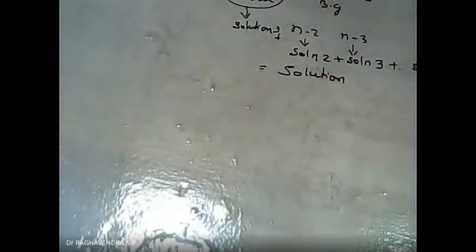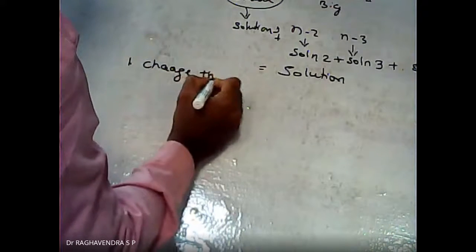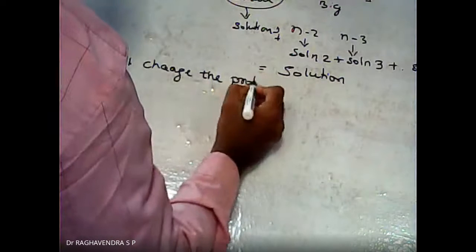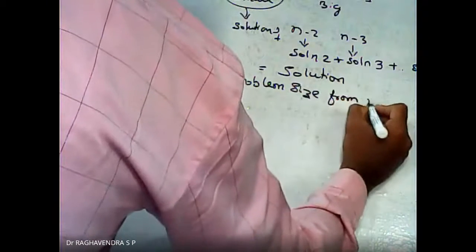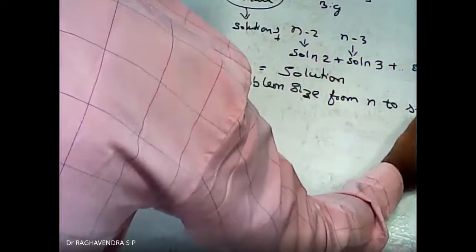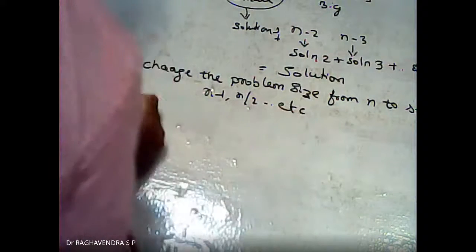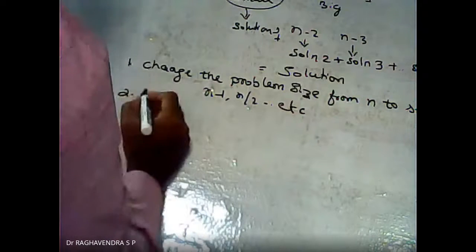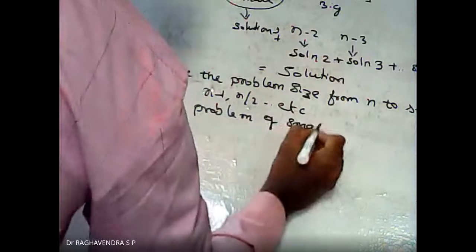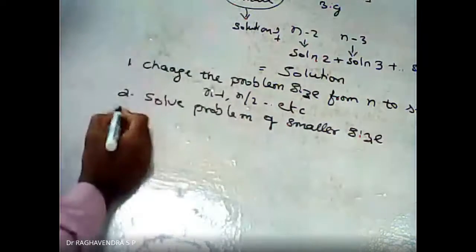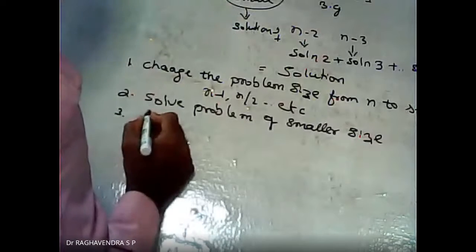The first point: change the problem size from n to a smaller size, that is n minus 1 or n by 2, etc. The second point: conquer, or solve the problem of smaller size. The third point: convert the solution of the smaller size problem into the solution of the larger problem.